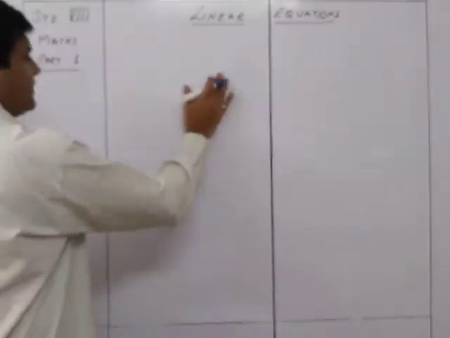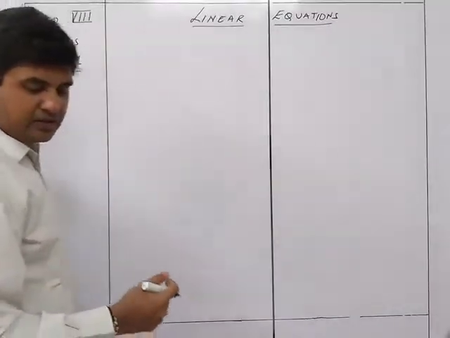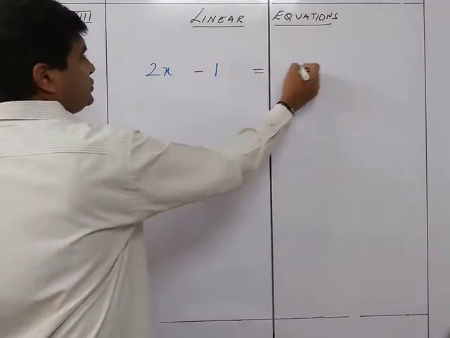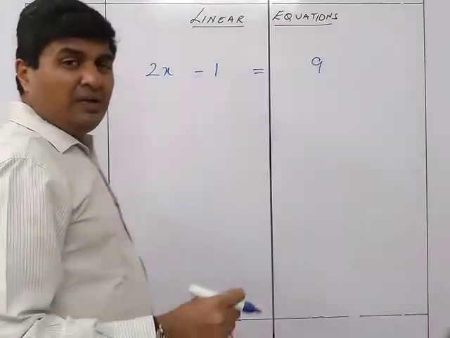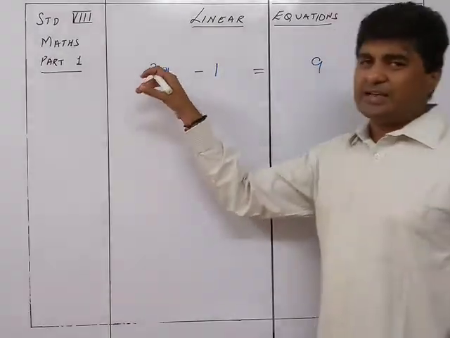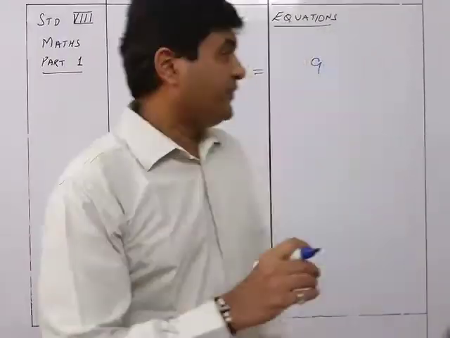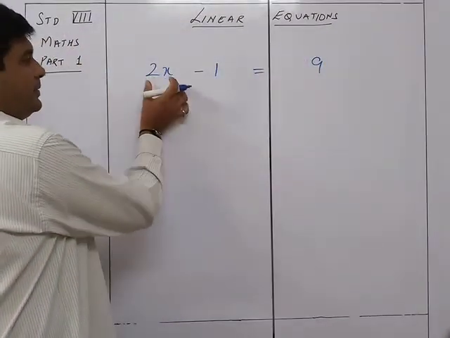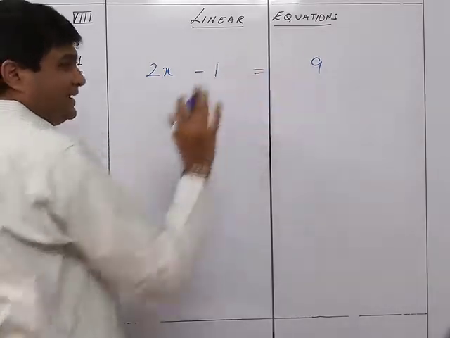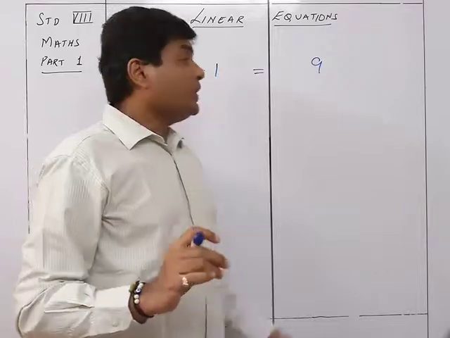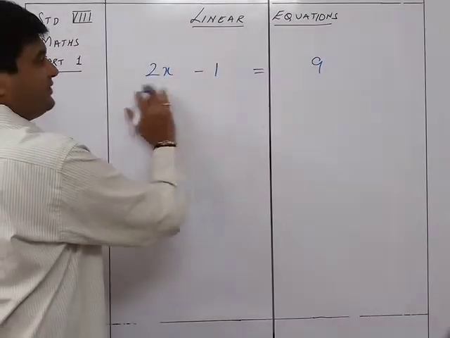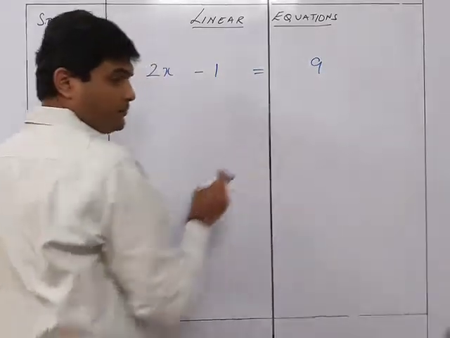For example, suppose we have the equation 2x minus 1 is equal to 9. Now the moment I see this equation, what does it mean? If I put a value of x over here, such that I multiply it by 2 and then subtract 1, I should get the answer 9. Now to solve this, right now I know that whatever is there in the left hand side is also there in the right hand side.